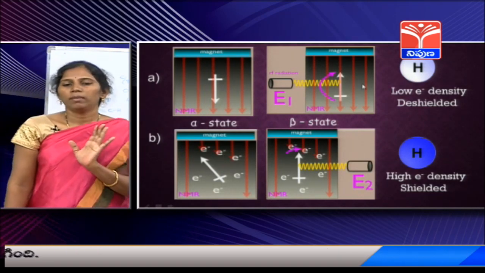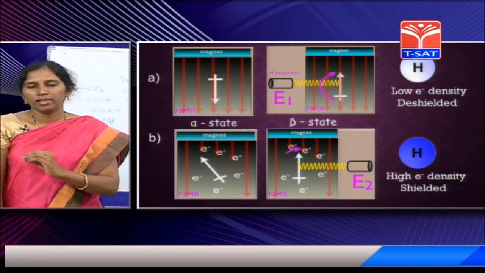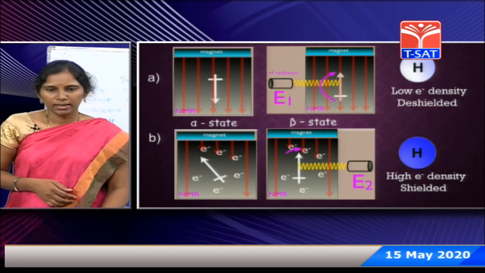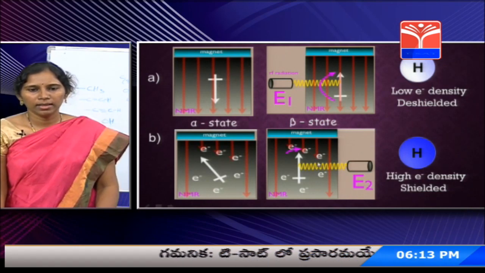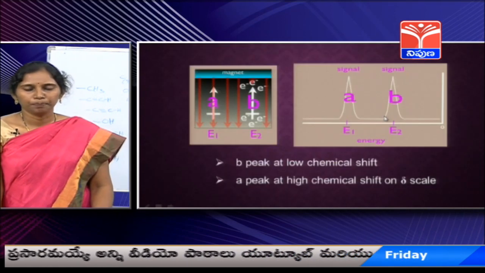One thing you should remember, that's it. If high electron density is there, low precessional frequency. If low electron density is there, high precessional frequency. That's it. In case of B, low energy, and in case of A, high energy.